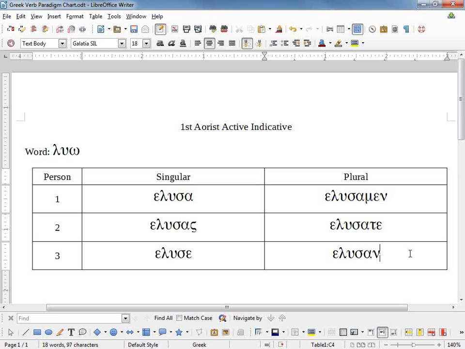All right, so this is our first aorist active indicative. I'm going to read them through. If you wish to read them after me, go ahead. So we'll go through the singular and then the plural. And it goes as follows.